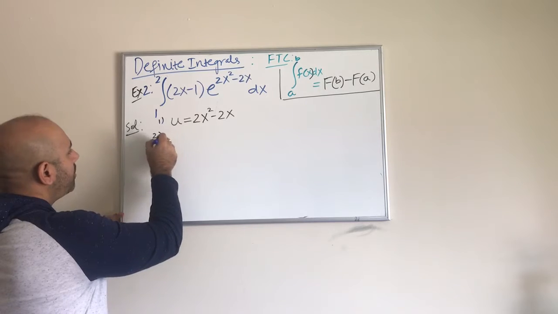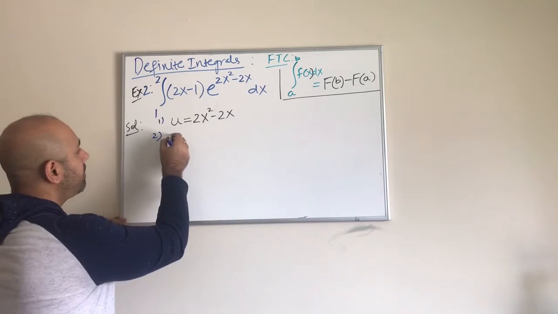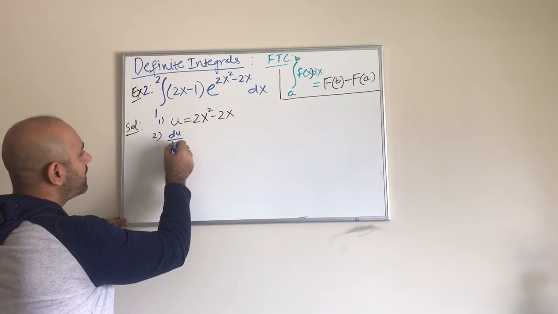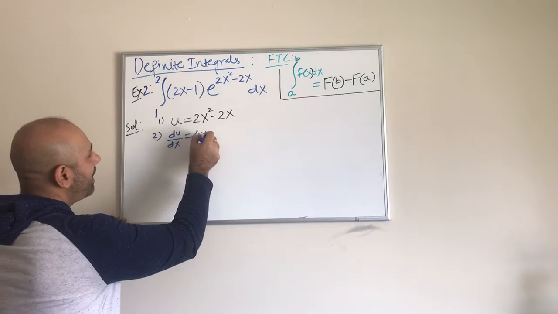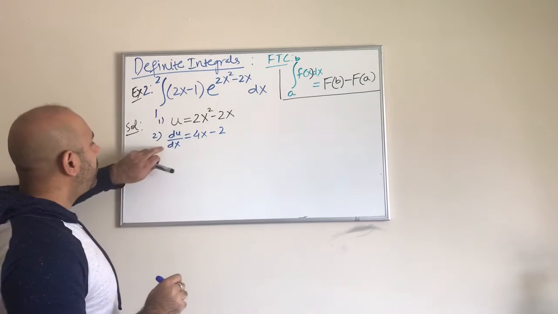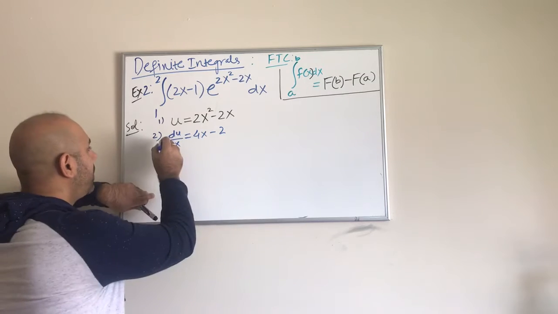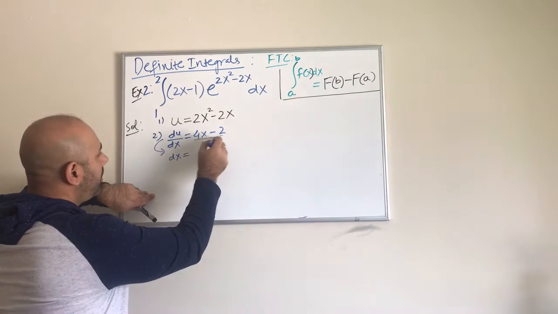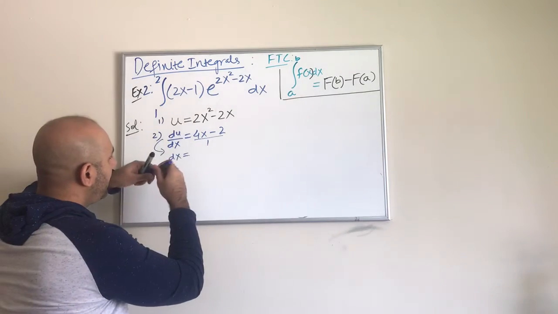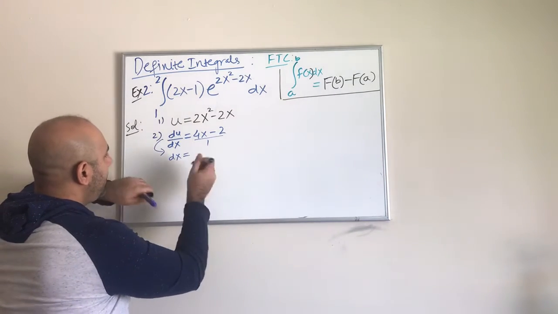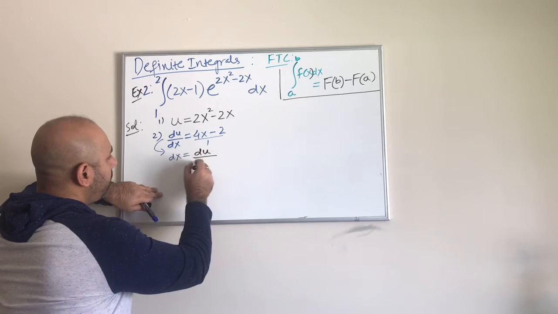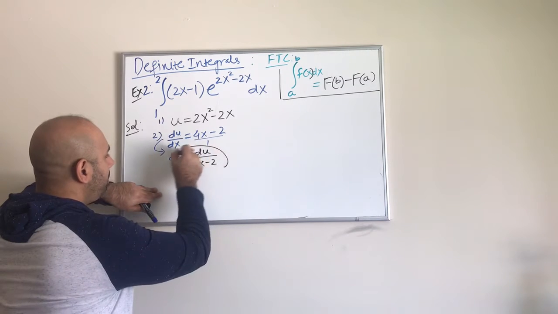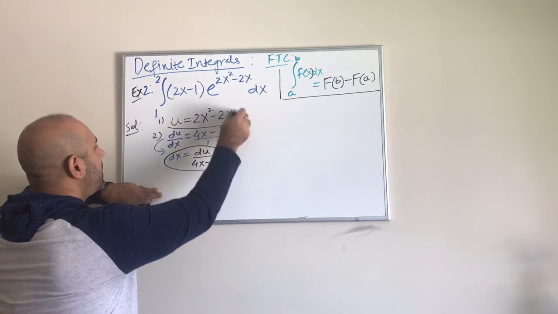In step 2, what do we do? We take the derivative of this function with respect to x, so du over dx, which is going to be 4x minus 2. And then we solve for dx. We solve this for dx, so dx will be, guys, I'm skipping that step. You already know you have to cross multiply and all that. So dx will be du over 4x minus 2. So I'm going to put that in a circle. Of course, this in the circle as well.